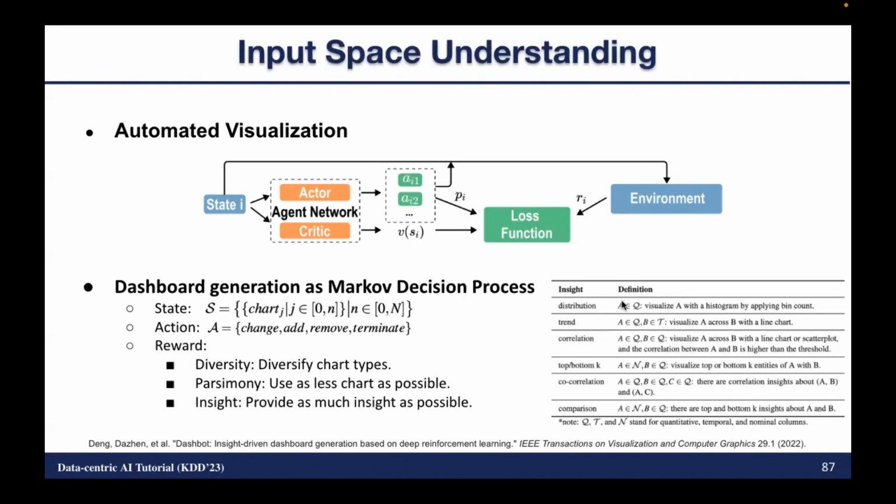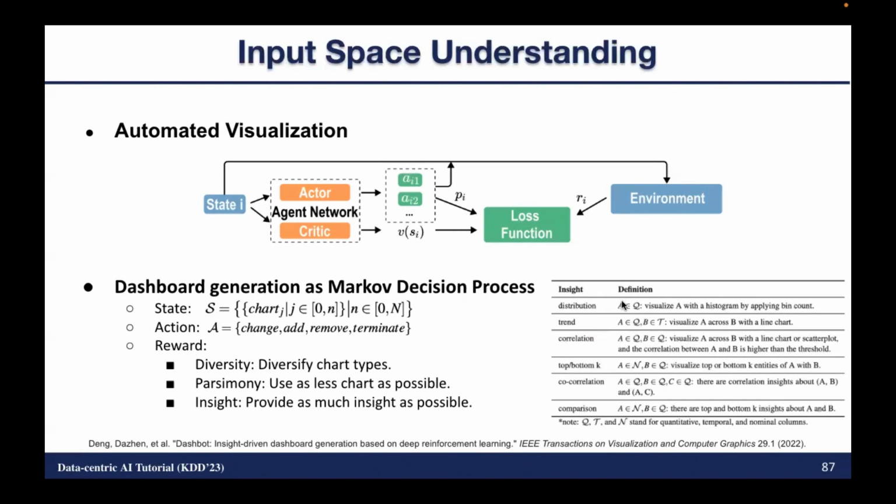Basically, the key idea is that, given one data set, they want to have as diverse chart types as possible. In this way, people can perceive more information from the outcome dashboards. Secondly is parsimony. It's basically saying that we want to use as few charts as possible, so that the same data set is not visualized from very similar charts in pretty much similar ways.